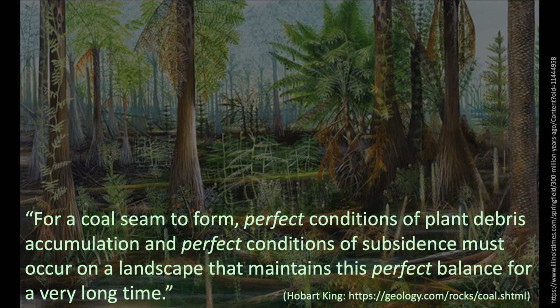And so Hobart King on geology.com makes a statement: for a coal seam to form, perfect conditions of plant debris accumulation and perfect conditions of subsidence must occur on a landscape that maintains this perfect balance for a very long time. Slow and gradual, uniformitarian process.